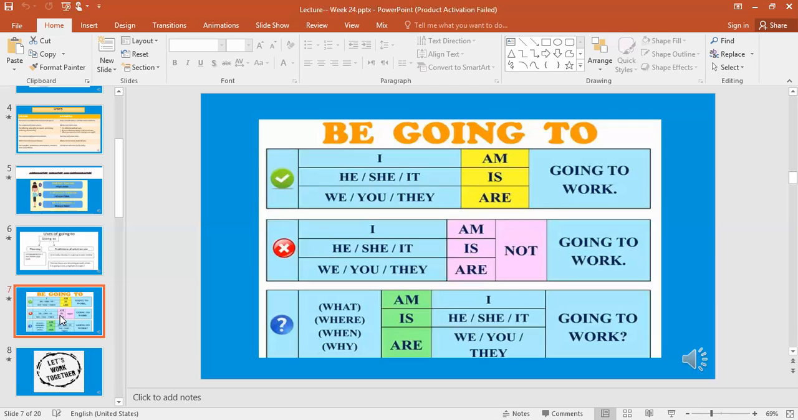He, she, it is going to work. We, you, they are going to work. This is the positive form. Now, in the negative form, all what we did is added not. So I am not going to work. Okay? So this is how we changed it to the negative form.